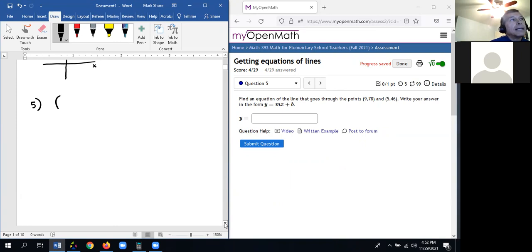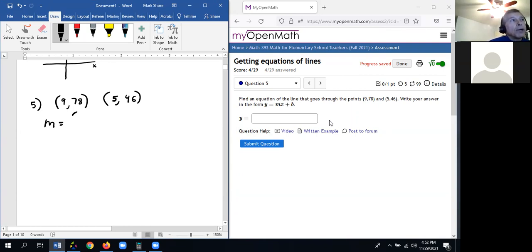So here we go. Here's my 2 points. One point is at 9, 78, and the other point is at 5, 46. So the first thing we're going to do, see, there's 2 parts to getting this equation. You got to get the slope, m. So we're going to do that first, and then after we do that, we're going to get the y-intercept. So you do it in that order, get your slope first, then get your y-intercept.